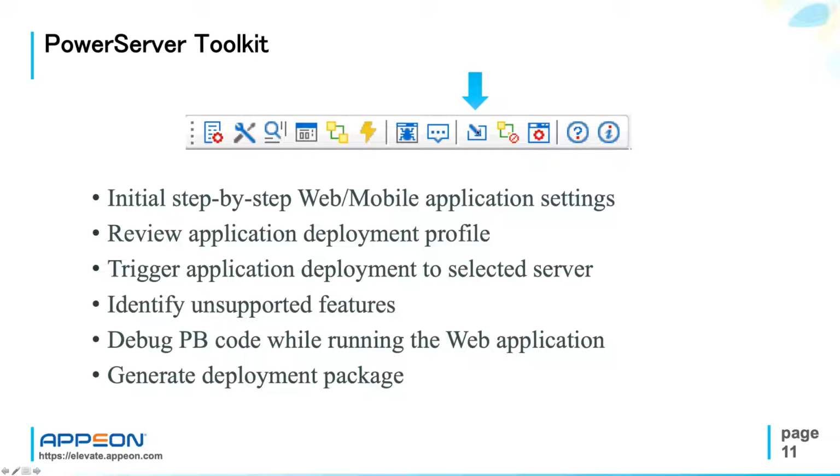And this is deployment package. You don't need to have the PowerServer Toolkit to perform the deployment to the production server. Or you don't need to provide the PowerBuilder source code to the end users. You can just build up any installable package, a setup.exe for the web version, or you can create a native APK or IPA package for Android and iOS.